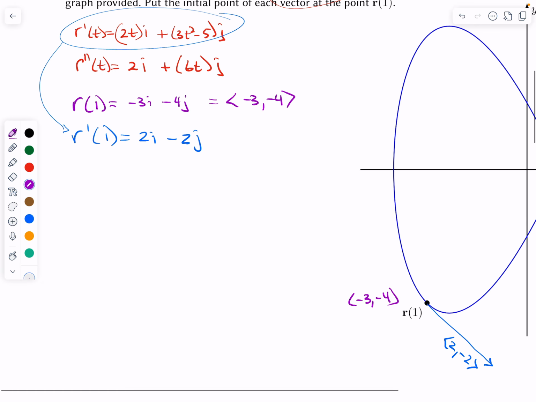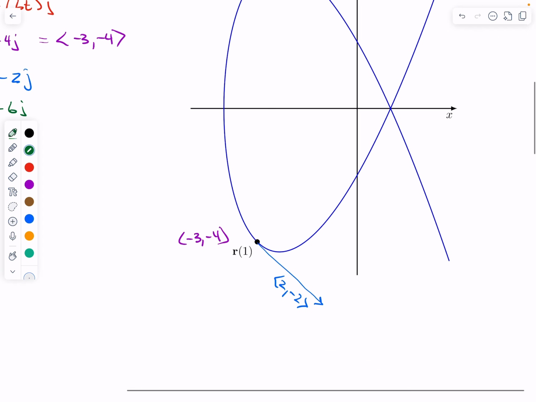And then finally, we'll do the second derivative. That's going to be 2i plus 6j. So over 2 and up 6. So let's see, it's going to go over. I suppose I should have labeled the axes. So I think I did a pretty good job there. This will be 4, so this is negative 3, negative 2, negative 1. This is negative 4. So something like this.